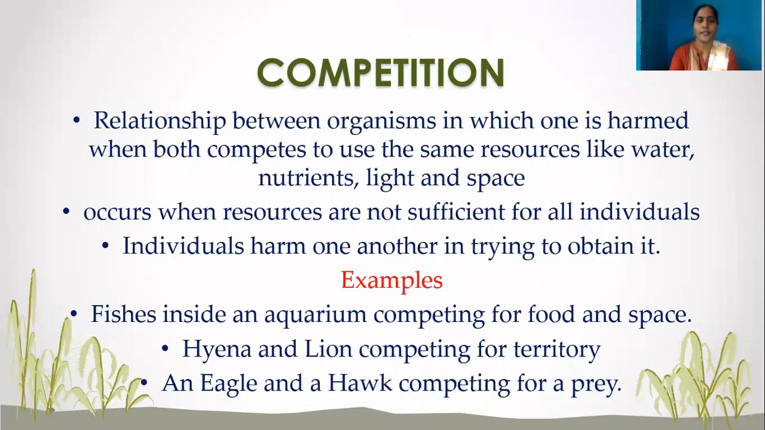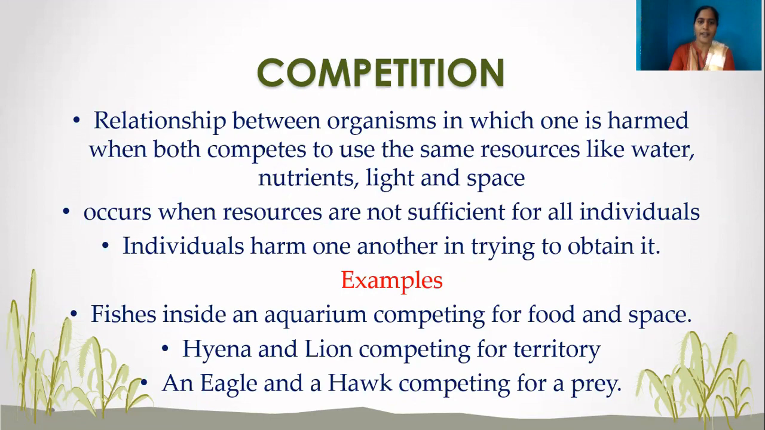The next type of interaction between organisms is competition. It is the relationship between organisms in which one is harmed. Two organisms or more than that compete to use the same resources like water, nutrients, light and space. It occurs only when resources are not sufficient for all the individuals. So individuals harm one another in trying to obtain the resources.